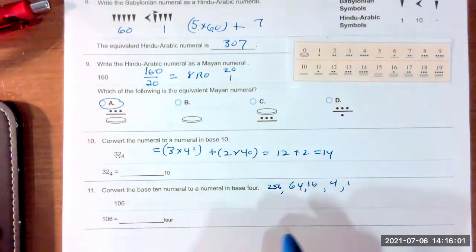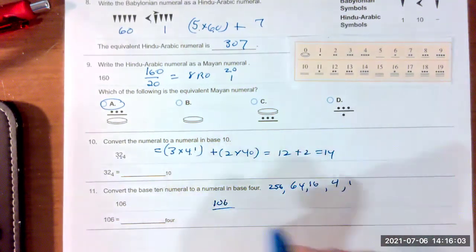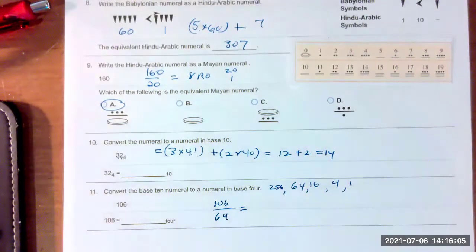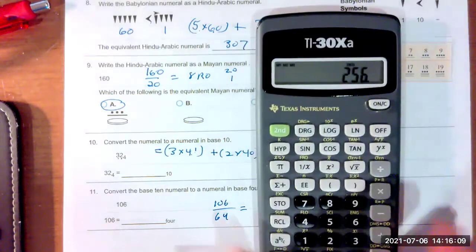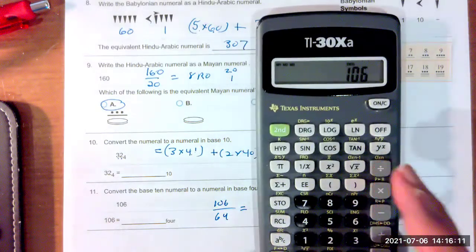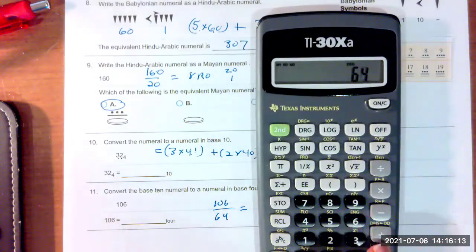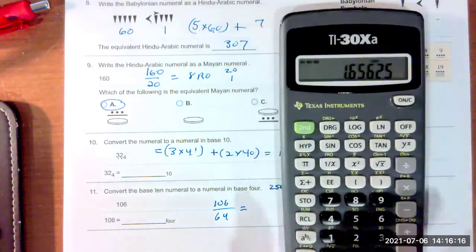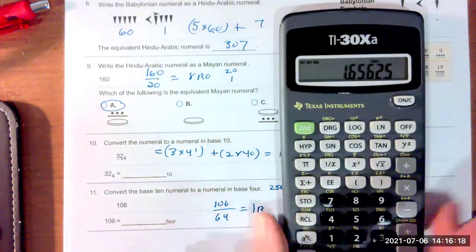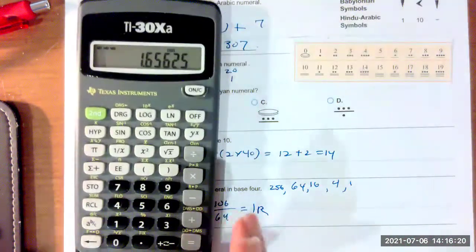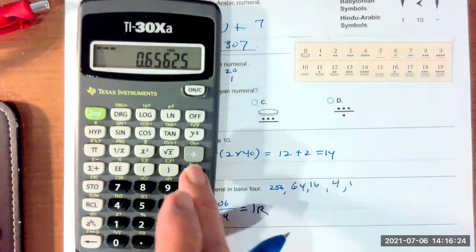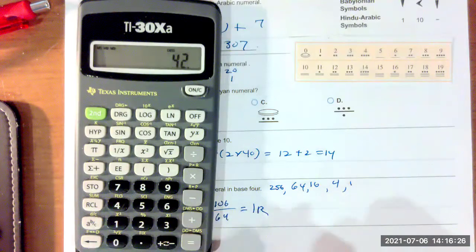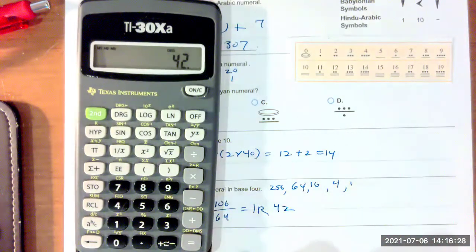Okay, so I'm going to take 106 and divide by 64. If I put my calculator over here so you can see it, I take 106 and divide by 64, and I see that I get the 1, which I know. And then again, I need my remainder. So how did I do remainders? Subtract the whole number part, so subtract the 1 and then multiply by the number you were dividing by, and I get a remainder of 42.